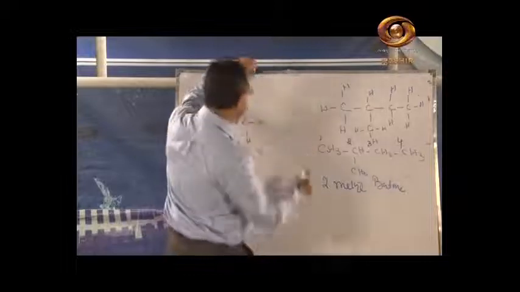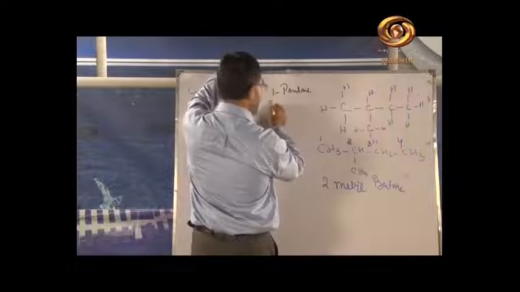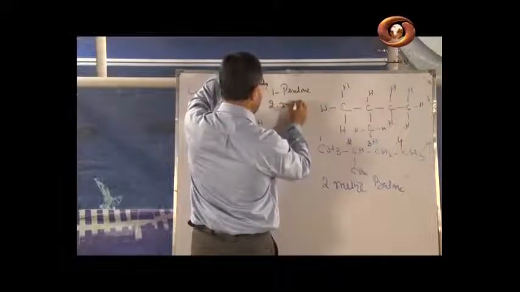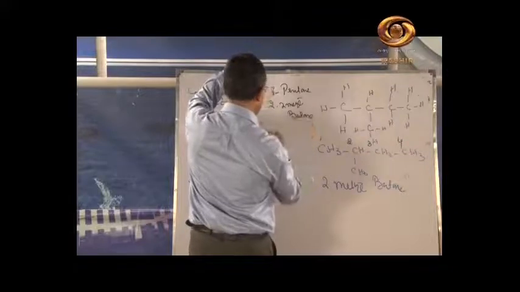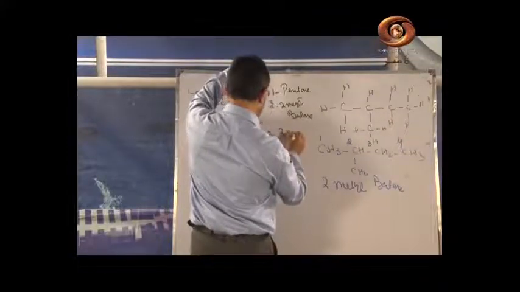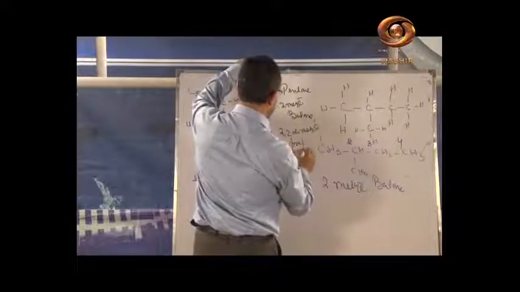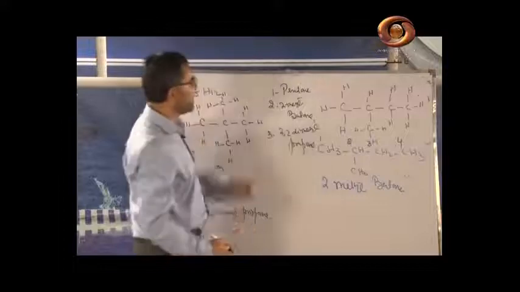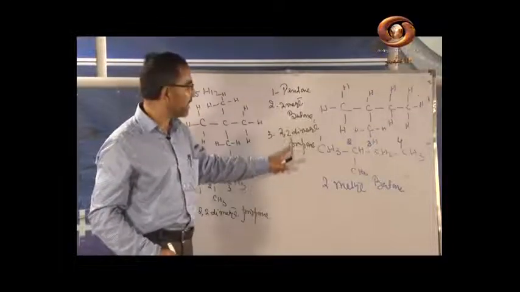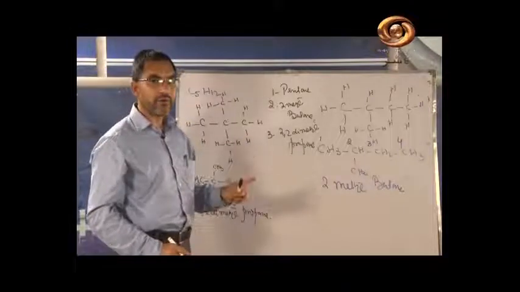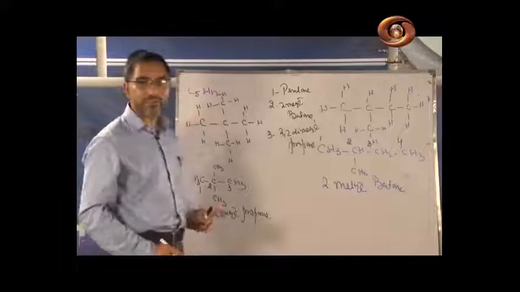एक कंपाउंड आपका सिंपली पेंटेन आ गया. दूसरा कंपाउंड जो बेटा आ गया 2-methyl ब्यूटेन. तीसरा आ गया 2,2-dimethyl propane. All the 3 compounds are altogether different. This is pentane, this is 2-methyl butane, this is 2,2-dimethyl propane. All the 3 compounds are altogether different, but all the 3 compounds have same molecular formula, that is C5H12.